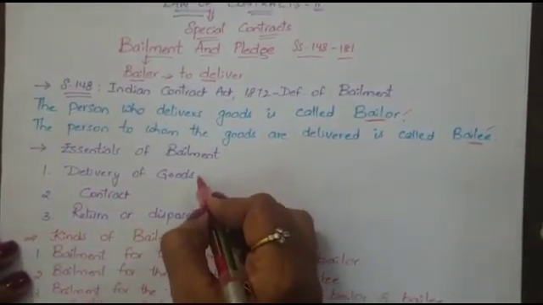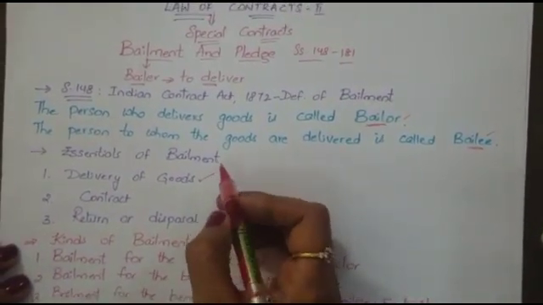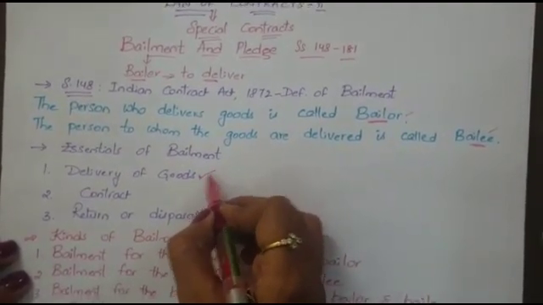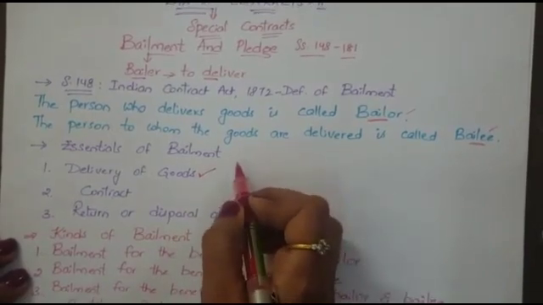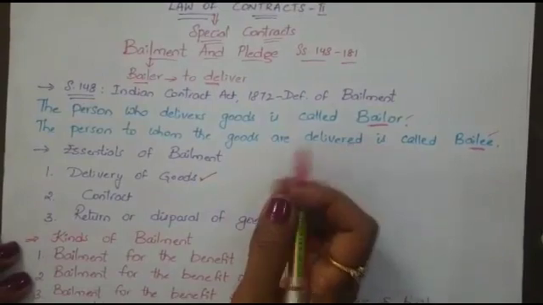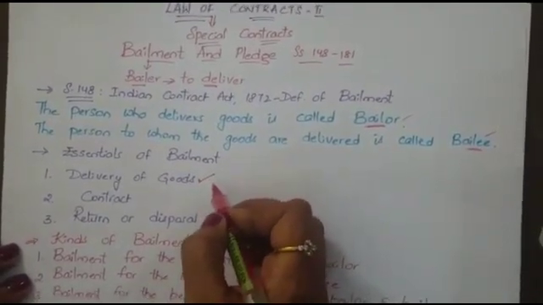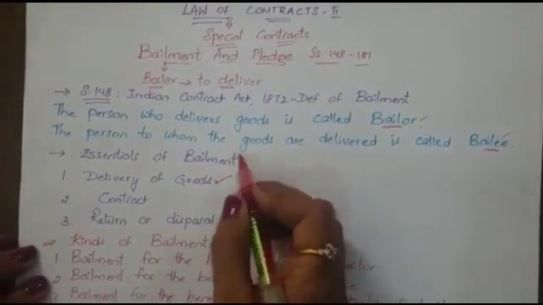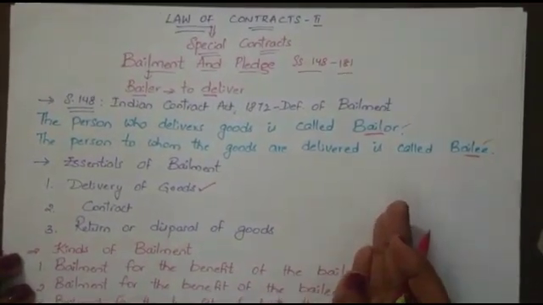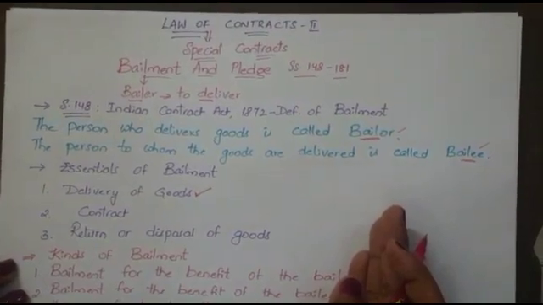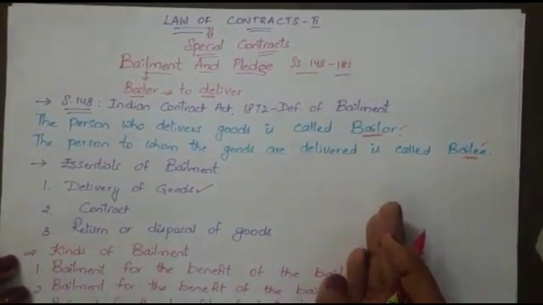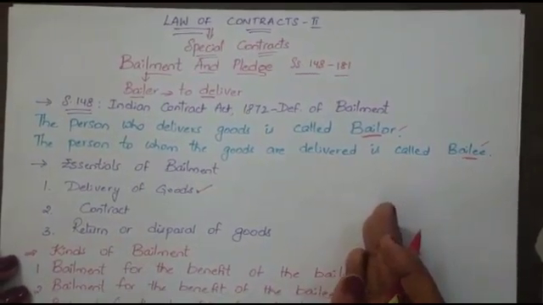So, coming to the point of delivery of goods. For the essentials of bailment, the goods must be delivered from one person, which means the bailor, to another person, that is the bailee. Delivery means transfer of possession of the goods from one person to another. The delivery of goods to the bailee may be made by doing anything which has the effect of putting the goods in the possession of the intended bailee or his authorized agent.